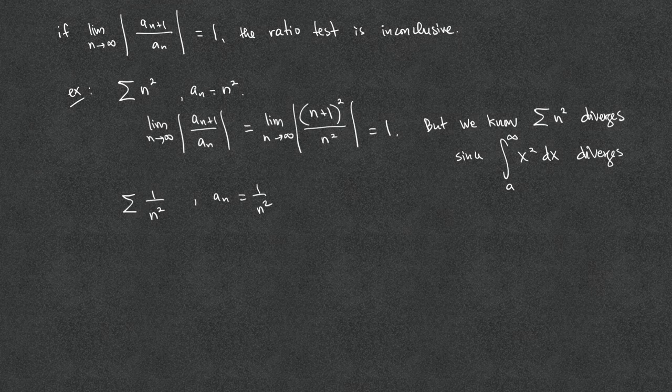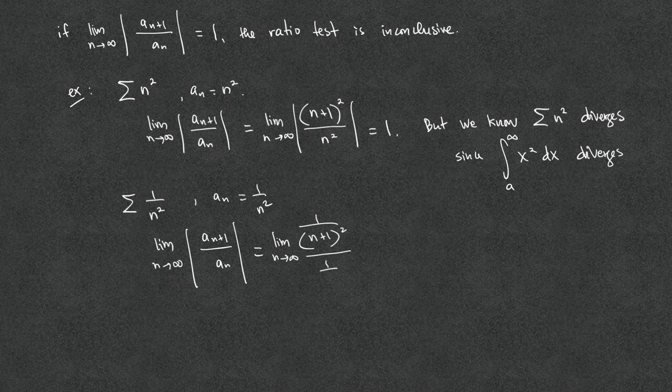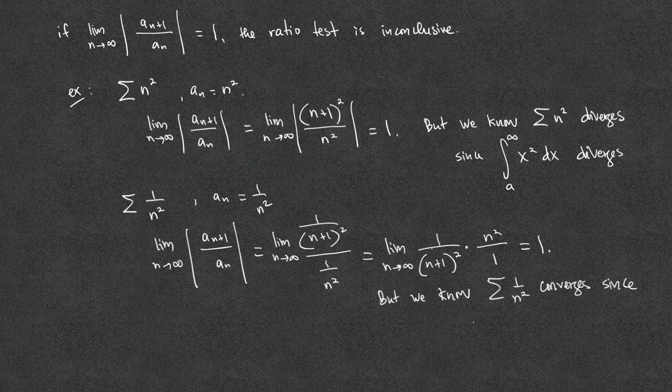Consider the series 1 over n squared, where a sub n is 1 over n squared. The limit as n goes to infinity of the ratio a sub n plus 1 over a sub n simplifies to the limit as n goes to infinity of n squared over the quantity n plus 1 squared, which is 1. But we know that this is a p-series. It is convergent because p equals 2. So divergence and convergence are possible when the limit is 1. And so with the ratio test, if L is 1, the test is inconclusive.